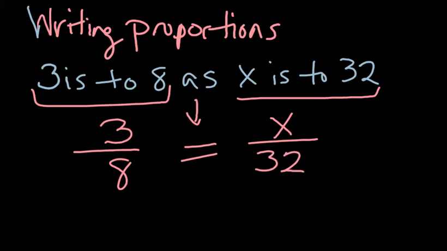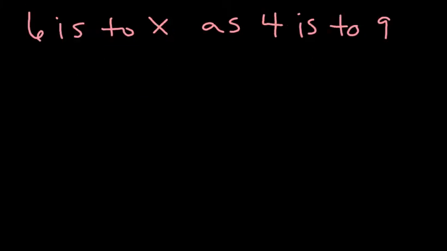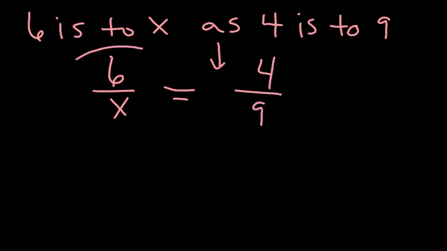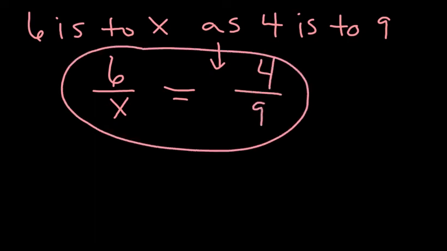Simple. Easy. Here's another one. 6 is to x as 4 is to 9. 6 is to x, that's the first side. "As" is equals. 4 is to 9. That's how you write a proportion from words.